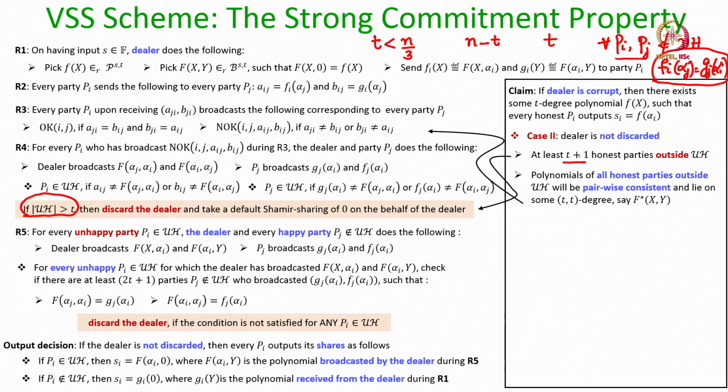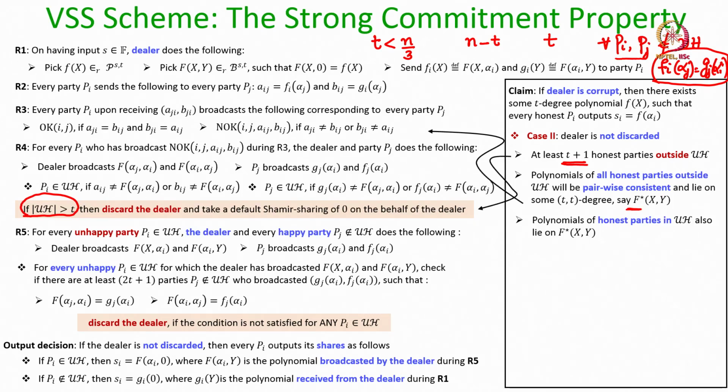And as we are arguing that there are at least t plus 1 or more such honest parties outside the unhappy set, and since their row and column polynomials are pairwise consistent, we can now trigger the pairwise consistency lemma and conclude that their row and column polynomials lie on a single t degree bivariate polynomial. Let us call that bivariate polynomial f star of x, y.